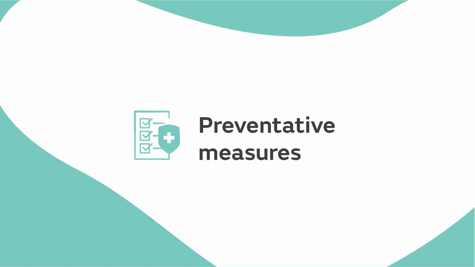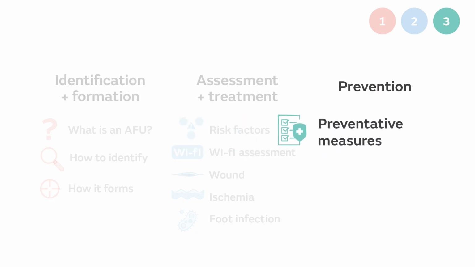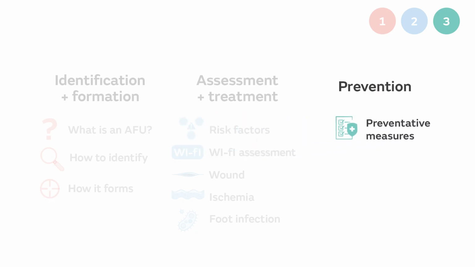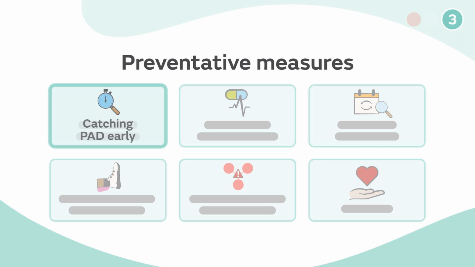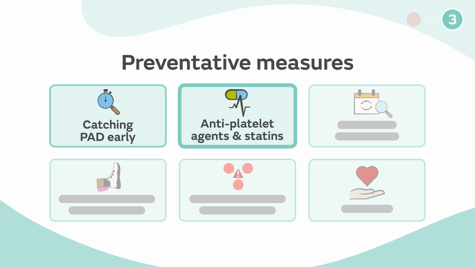Prevention. Now that we've looked at how to assess and treat an ALU, let's see how to prevent one in patients who have peripheral arterial disease. First, as we said before, catching PAD early and referring them to a vascular specialist is the best way to deal with the issue. And administering antiplatelet agents and statins help in improving blood flow.